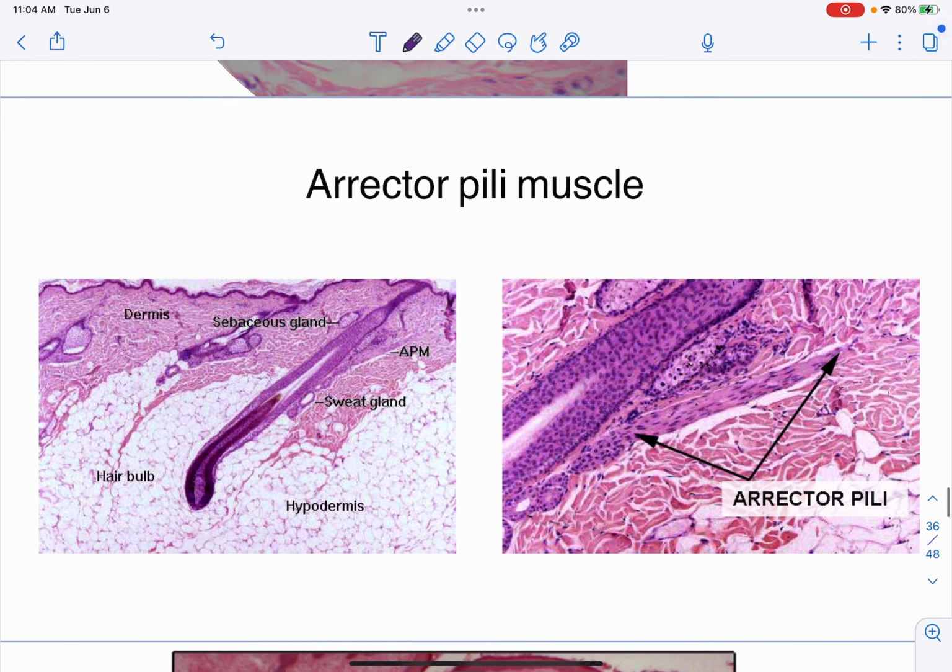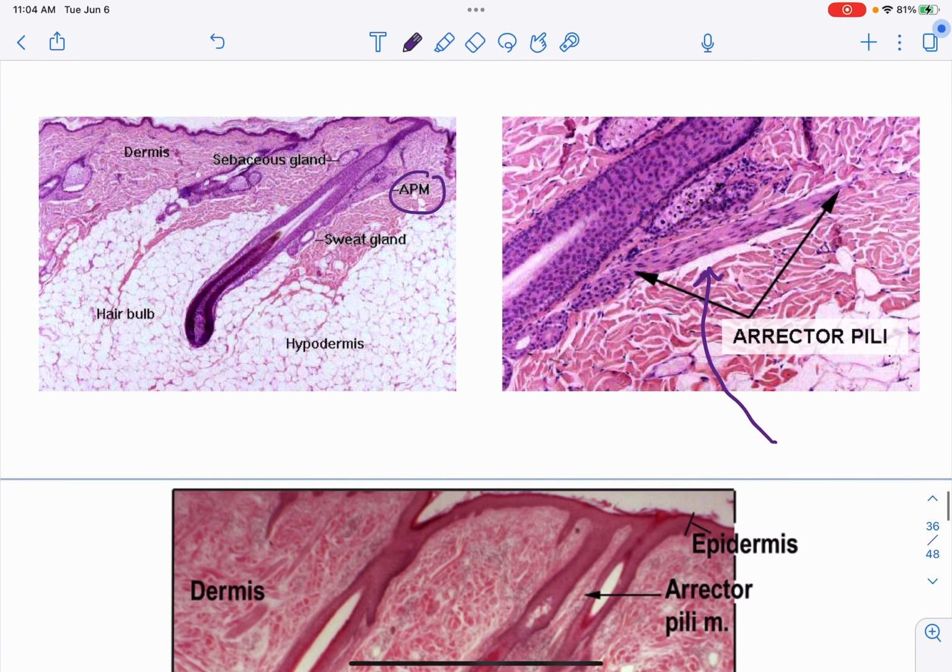This image highlights the erector pili muscle. Sometimes they're hard to make out when you're looking at these images under the microscope. I'm not going to kid you, but it is worth looking at.